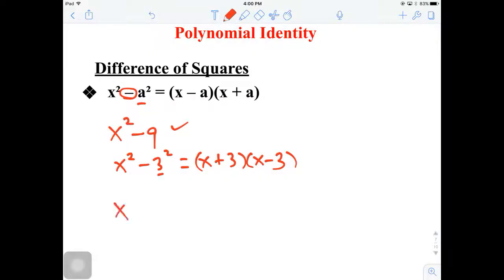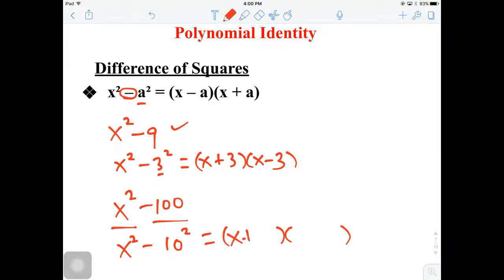Another example would be x squared minus 100. So you want to make sure that both of the terms are squares. So that's a square right there, and that 100 is 10 squared. So you can again factor it into x plus 10, x minus 10. So that's how you recognize a difference of squares.